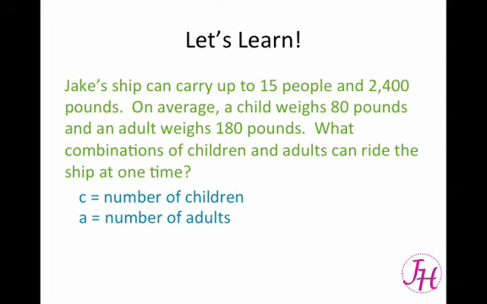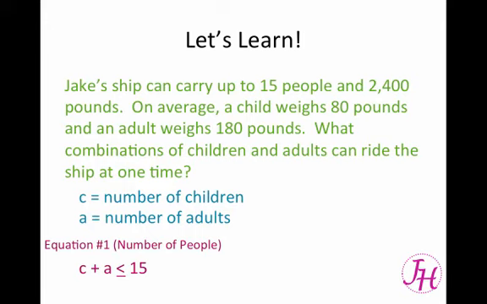So our first inequality is going to be an easy one. We're just going to look at the number of people. So C plus A is less than or equal to 15 because the ship can carry up to 15 people, but it doesn't have to have 15 people on board.